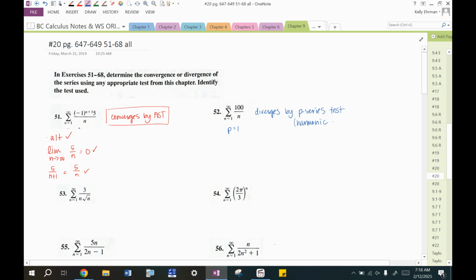So you could say diverges by P series test, or you could say it's a divergent harmonic series. Either one is fine. Remember, our test is going to be multiple choice, so you'd just be looking for one of those two options.